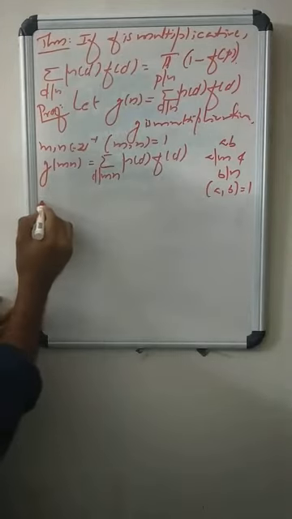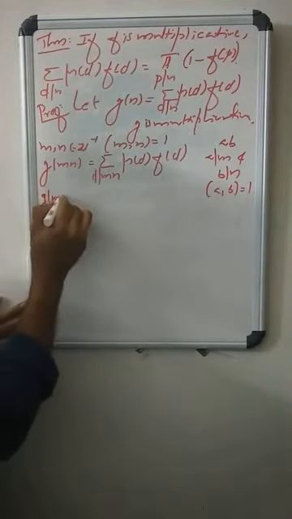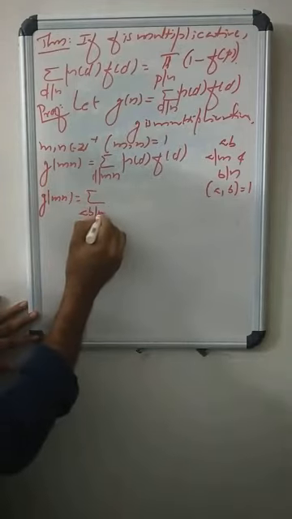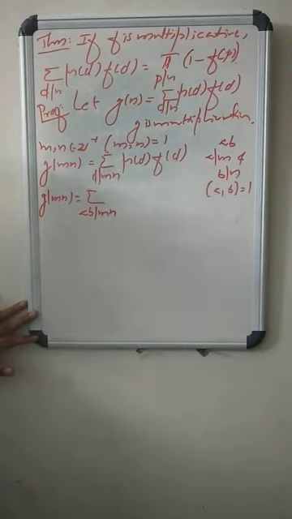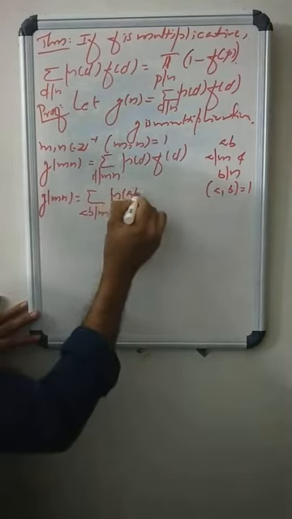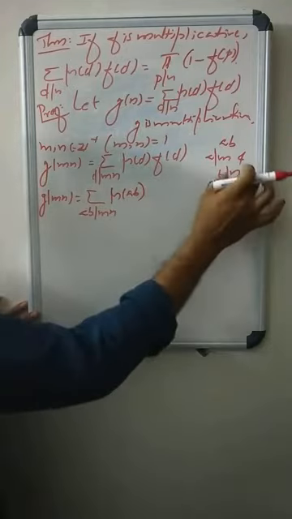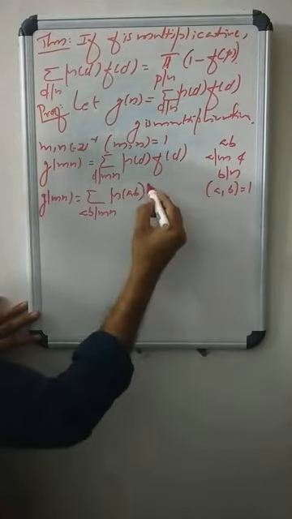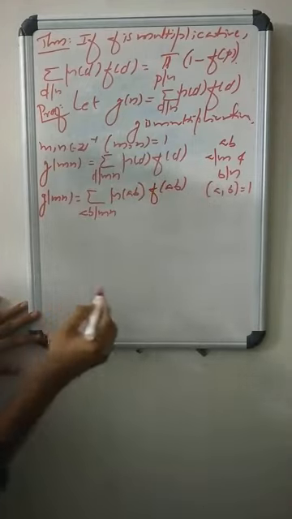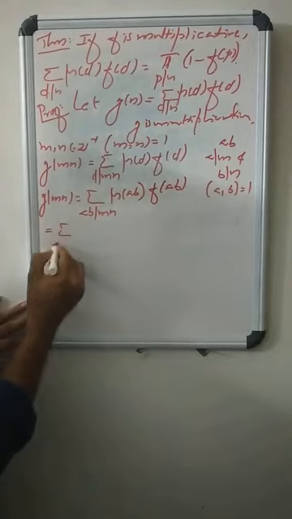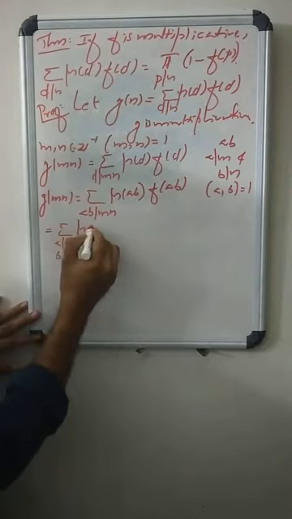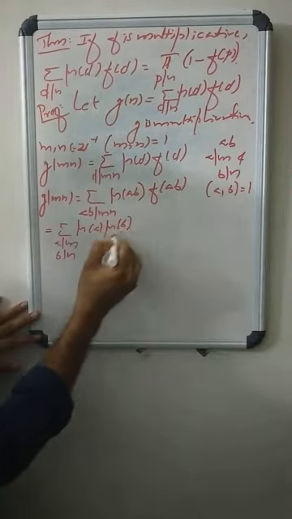Thus g of mn equals the sum over ab dividing mn of mu of d, where d is of the form ab with a dividing m and b dividing n, a and b relatively prime, so it is mu of ab into f of ab. That equals the sum over a dividing m, b dividing n. What is mu of ab? Mu is a multiplicative function, so it is mu of a into mu of b.